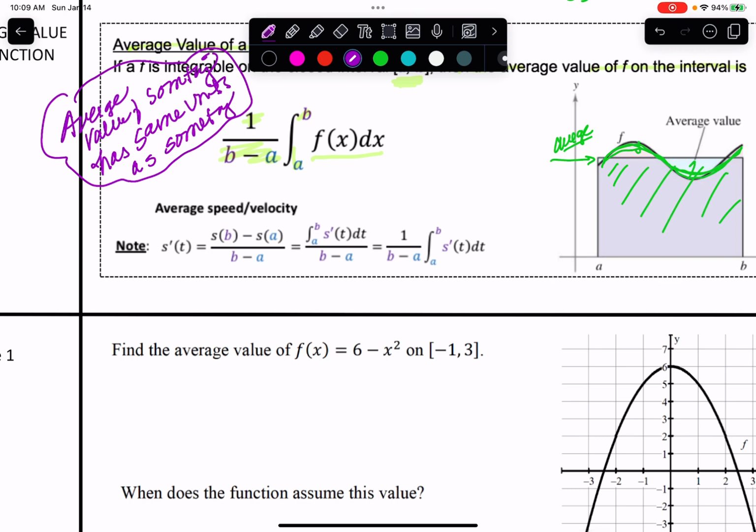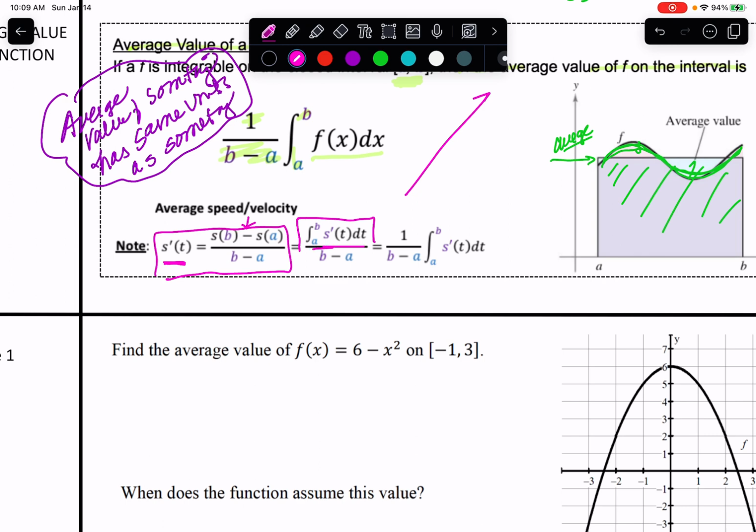Where does this come to? If you look at this function, which we know is the average rate of change, S prime of t is S(b) minus S(a) over b minus a. If you rework this using some of the things from up there, S(b) minus S(a) is the same thing as the integral from a to b of S prime of t dt.